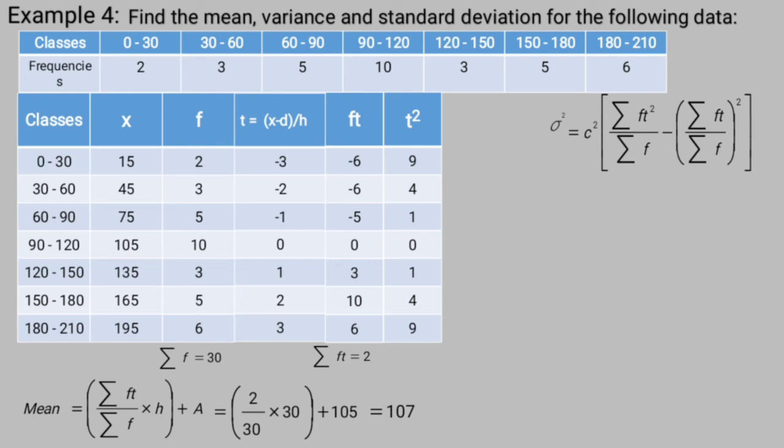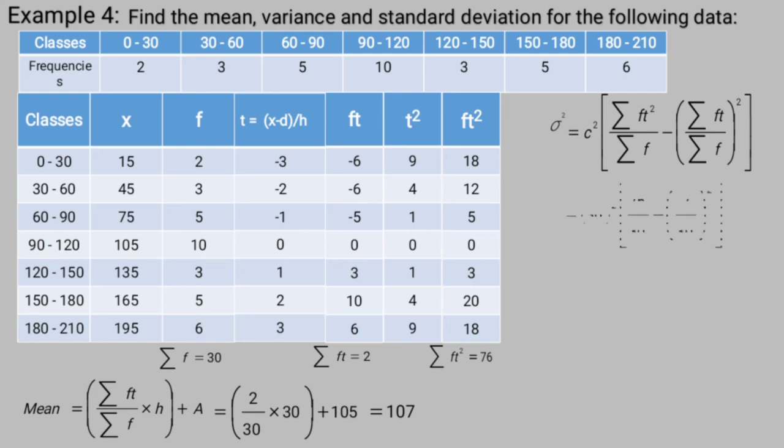And then I need to find f into t square. So the f value is multiplied with t square. So 2 into 9, 2 into 9 is 18. 3 into 4, 3 into 4 is 12. 5 into 1. And then 10 into 0. Like that I have multiplied f into t square. Now I need to find sigma ft square. So I added this ft square value.